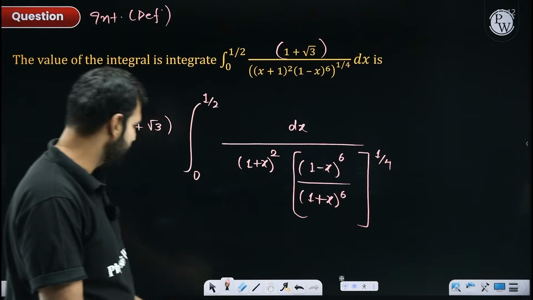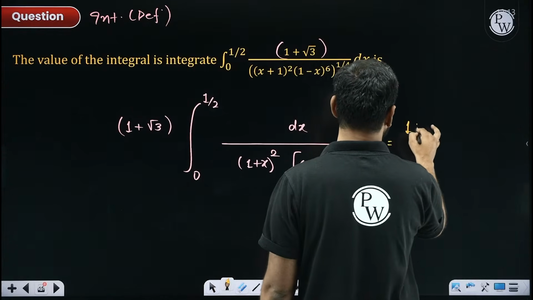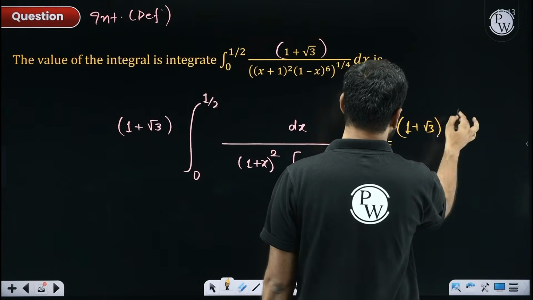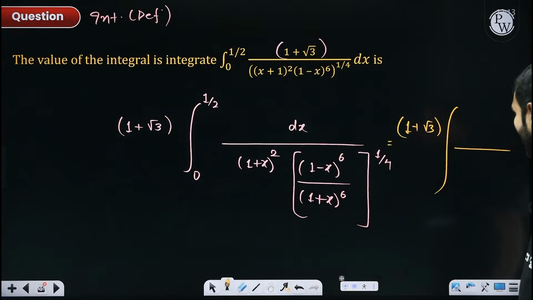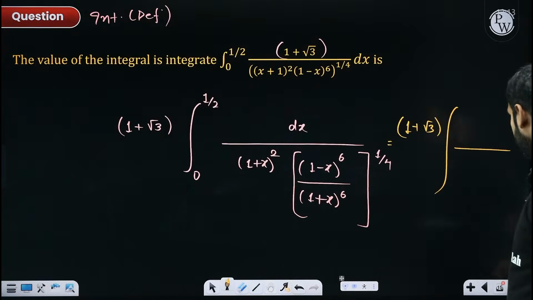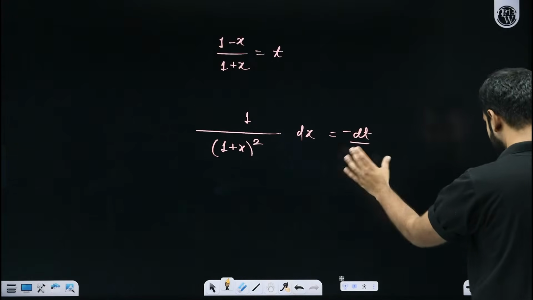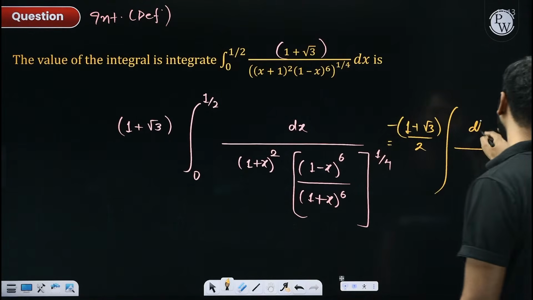I hope you are clearly noticing that, sir, this question becomes really simple and doable. This 1 plus root 3 stays outside like that. Then here inside, the limits will also be updated, which I'll do later. But here, this dx upon 1 plus x square gets substituted by minus dt by 2. So minus dt by 2, I can write like this.